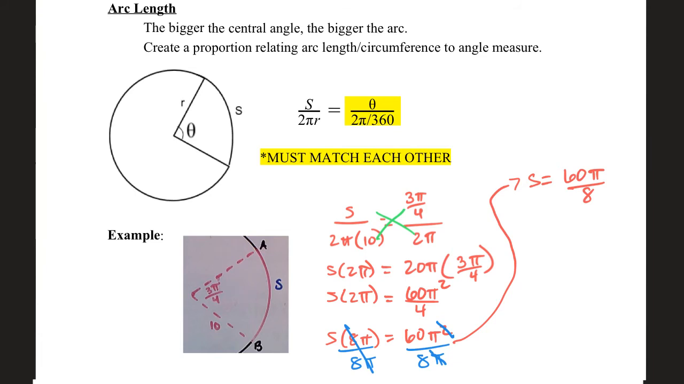Now it's calculator time. So all you do is do 60 times pi equals, and then immediately just divide by 8 equals, and you get your answer. I'm just going to do to the nearest tenth, but obviously you would read your directions and follow them. So I get 23.6. All right. So that's arc length.